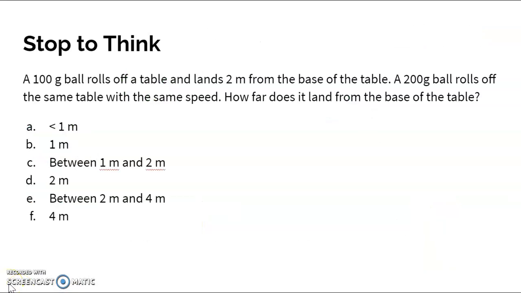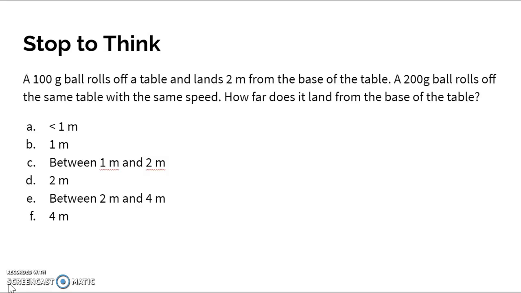So quick question for you. Let's suppose we have a ball with a mass of 100 grams and it rolls off a table and lands 2 meters from the base of the table. Now a 200-gram ball rolls off the same table with the same speed. How far will it land from the base of the table?